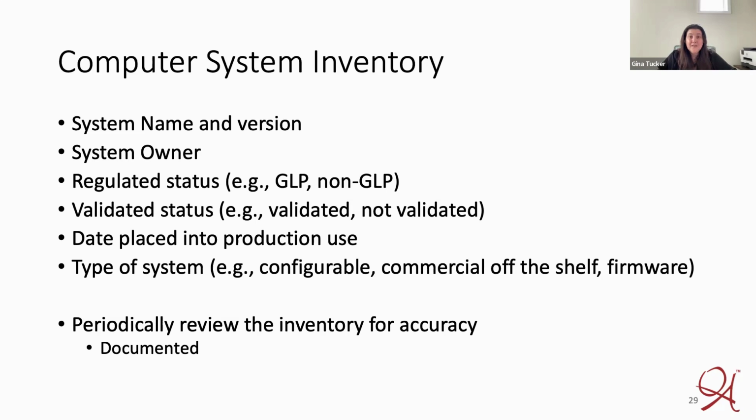We talked a few slides previously about an inventory. An inventory is management's tool for collating system-wide resources available within the facility. So included on your inventory, we'll want to include things like the system name and version, the name of the system owner, the responsible person for that system once it's placed into use in production, the regulated status, the validated status, the date the system was placed into production use, and the type of system. This inventory should also be reviewed on a periodic basis for accuracy. And that will include things like when a new system comes online, or if a system is retired and therefore goes offline. The inventory, like the risk assessment, is a living document and is subject to a formal documented review process so that you're making sure that the information on it is current.